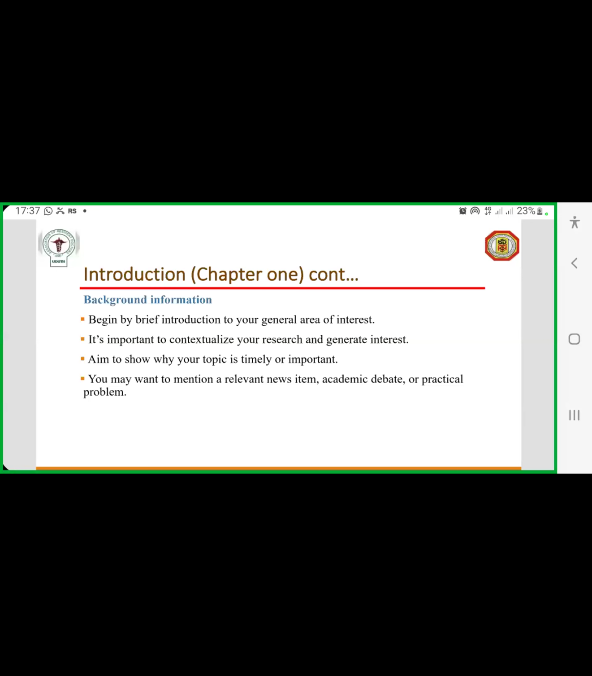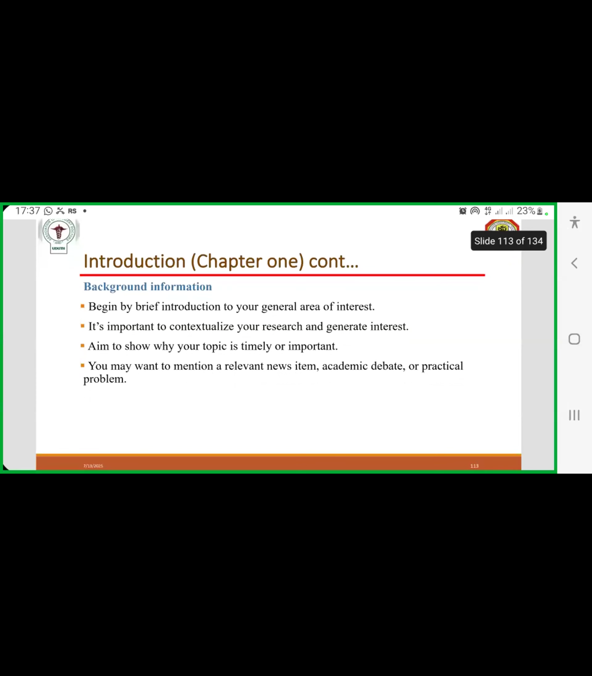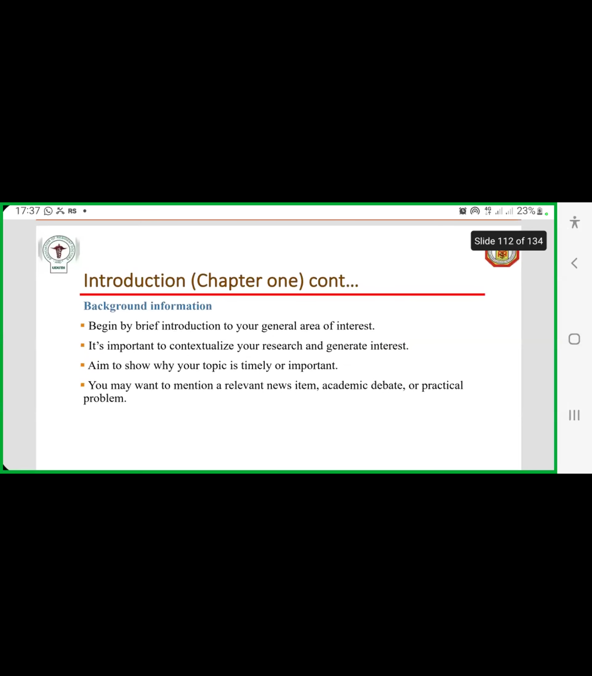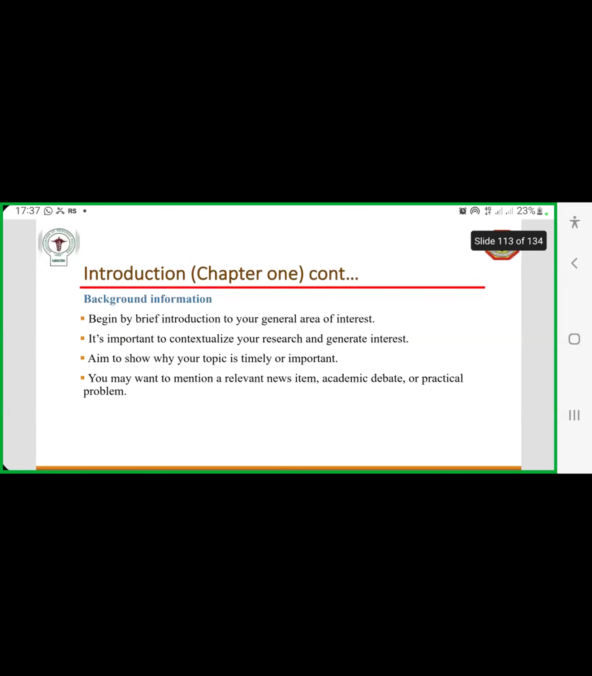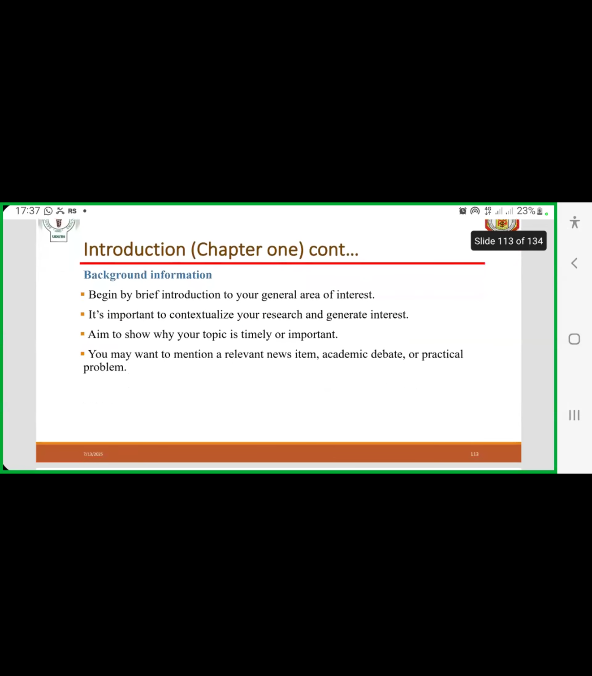As they read, they begin to be interested and will be encouraged. So that is why you must have a very good background to conceptualize everything that makes it very suitable and interesting. The aim is to show why your topic is timely or important.